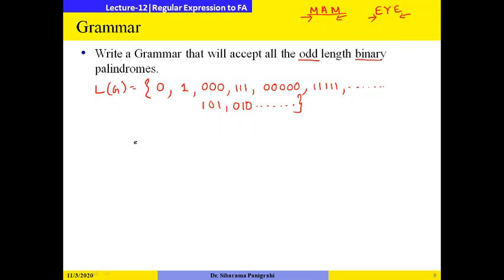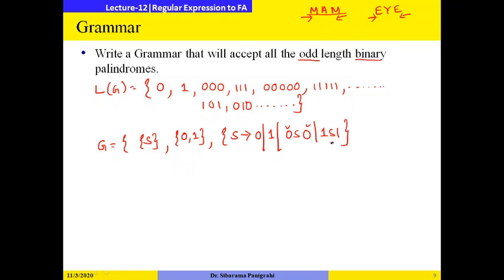Let us see. So now here we will start. We will have the grammar G, which consists of a start symbol or a variable S. Terminals. So here what are the terminals? 0 is a terminal, 1 is a terminal. Then what are the productions over here? S gives 0 or 1 or 0 S 0. So you see, if you are getting a 0 on the left side, you will get another 0 on the right hand side. Similarly, 1 S 1. So these are the productions. Then what is the start symbol? S will be the start symbol. Is that clear? So here you see, this is the grammar that will accept all odd length binary palindromes.